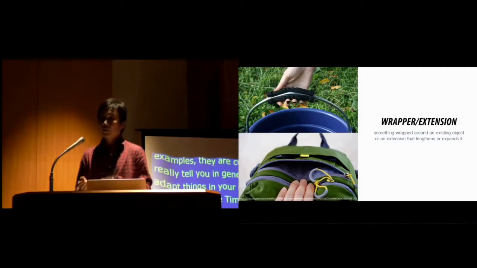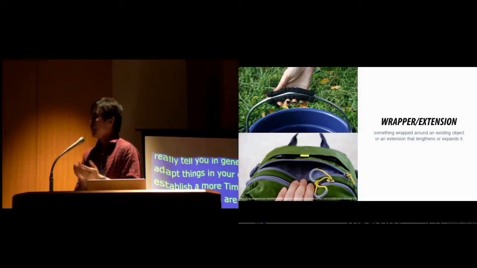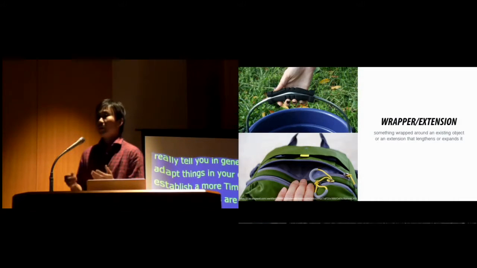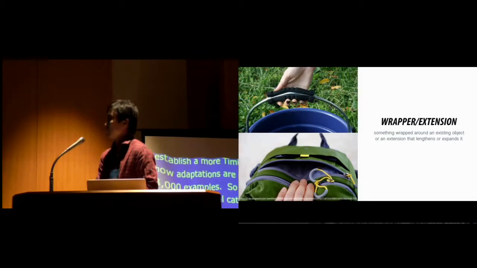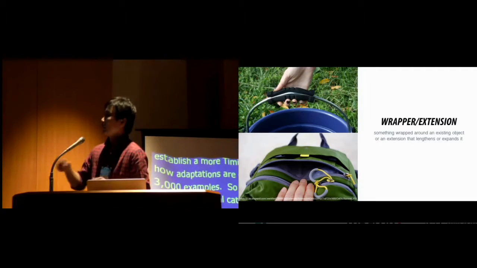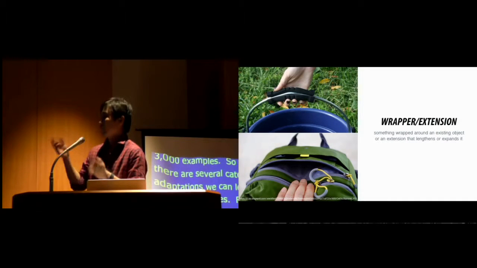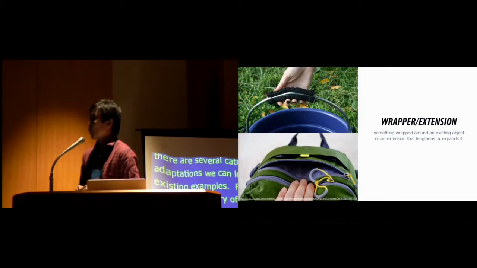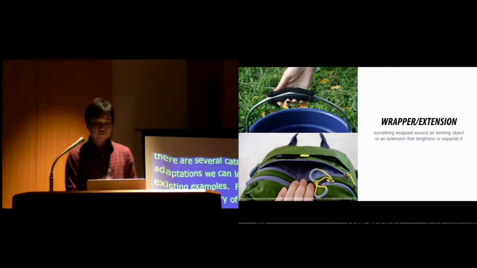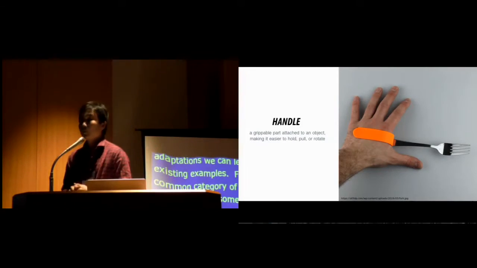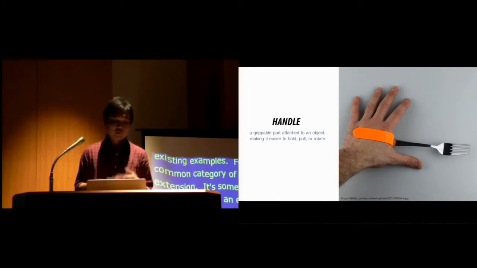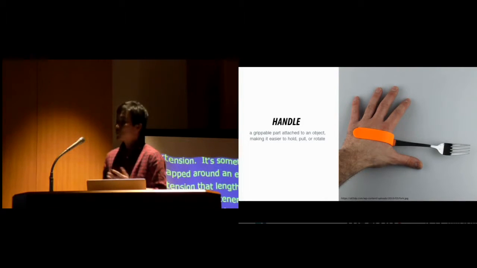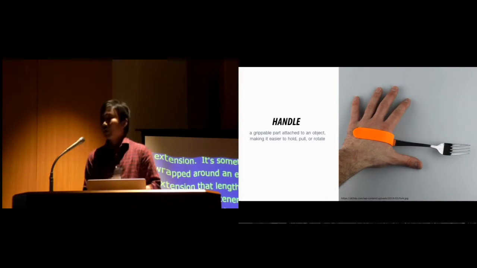For example, a common category of adaptation is wrapper or extension. It's something that simply wraps around an existing object or an extension that lengthens or expands it, such as this softener for the handle of this buckle, or our very familiar zipper pull extensions on our backpacks. Another class of adaptation is handle, which is very simple. It is a graspable part attached to an object, making it easier to be controlled, to be pulled or rotated.